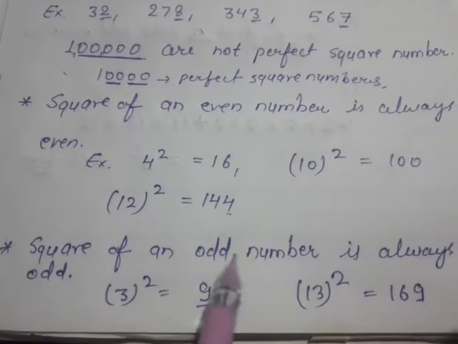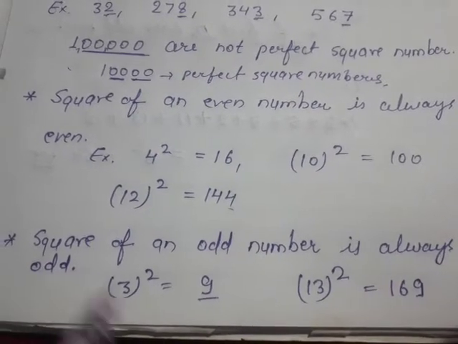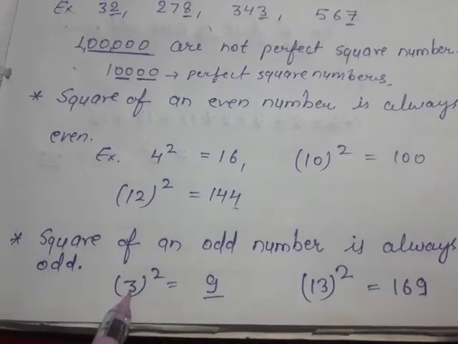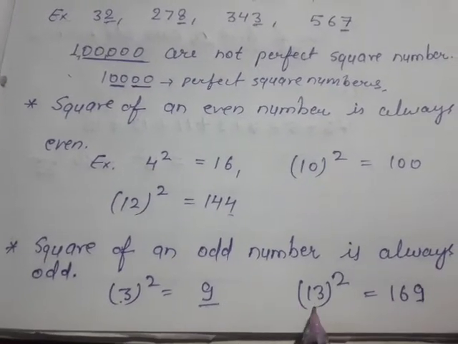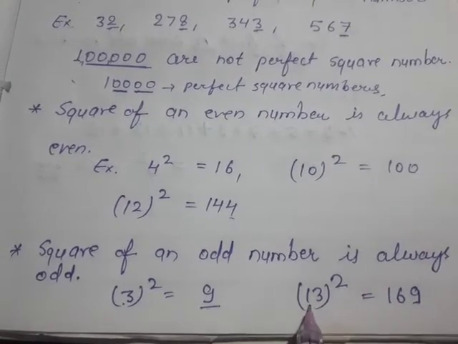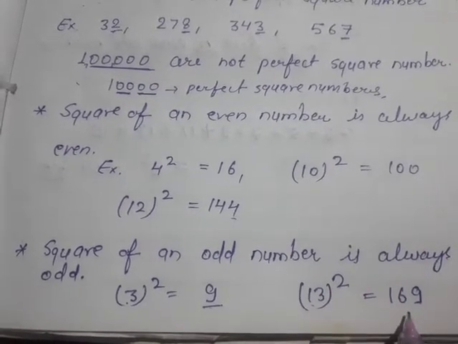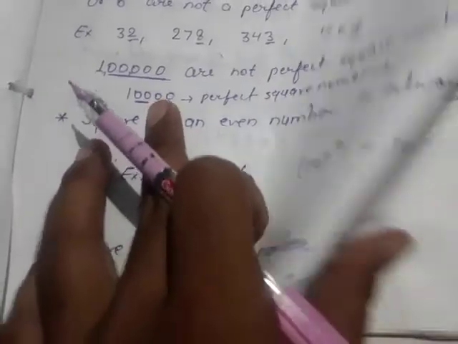Next, the square of an odd number is always odd. For example, 3. 3 is an odd number and its square is 9. 9 is also an odd number. 13 square is 169. 13 is an odd number and its square is also an odd number.